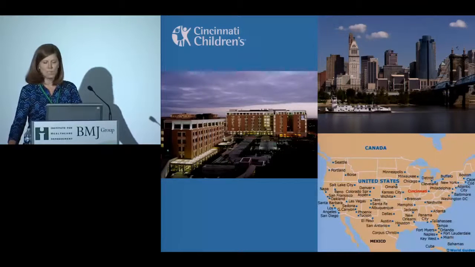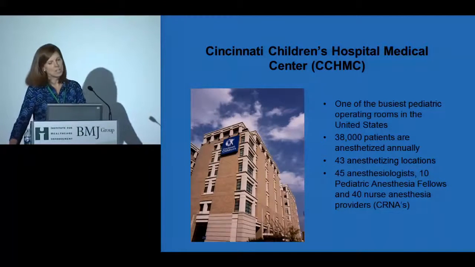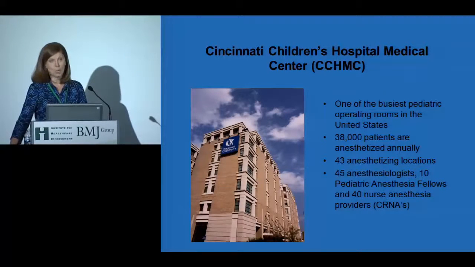As a little background, this work was done at Cincinnati Children's Hospital Medical Center. It's a 577-bed pediatric institution that's found in the Midwestern portion of the United States in Cincinnati, Ohio. Cincinnati Children's Hospital is one of the busiest pediatric operating rooms in the United States. We anesthetize approximately 38,000 patients annually in 43 anesthetizing locations, and we have a team of about 45 anesthesiologists that I work with, and we oversee 10 pediatric anesthesia fellows and 40 nurse anesthesia providers, which in the United States we call CRNAs.